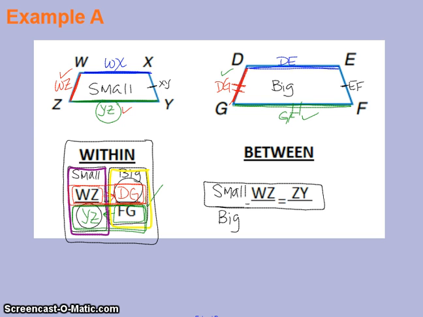So now I have to look at WZ. Well, WZ is red. So whatever's below it also needs to be red, but it needs to be on my big trapezoid. So the red one on my big one is DG. Then I look at ZY. Well, ZY or YZ is green. So I know that this has to be green. So ZY on my larger one corresponds to the other green, which is GF or FG. So those are two different ways that you can write your ratios. But if you box them in, it's a lot easier to familiarize yourself with these.